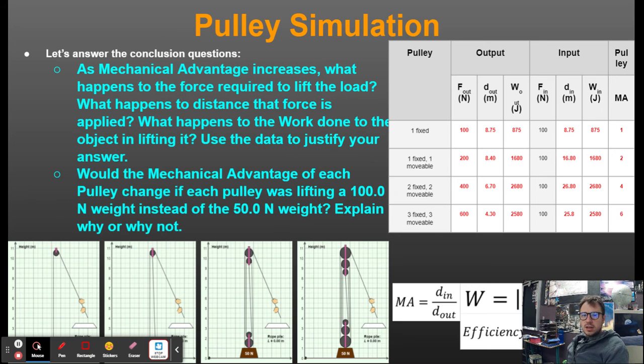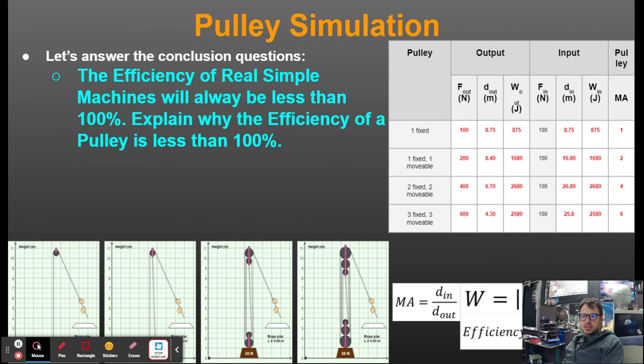Would the mechanical advantage of each pulley change if each pulley was lifting a 100 newton weight instead of the 50 newton weight? Explain your answer. Well, no, it's not going to, because mechanical advantage doesn't depend on the input force or what's being lifted. It's just the input distance divided by the output distance. The efficiency of real simple machines will always be less than 100%.